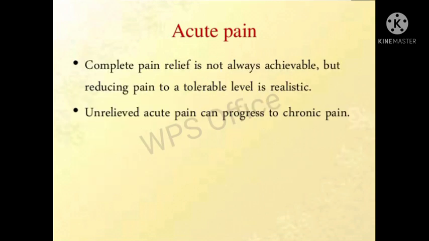Complete pain relief is not always achievable, but reducing the pain to a tolerable level is realistic. So it means that the patient might not have complete pain relief, but there can always be relief with the help of certain medication or certain therapies. Unrelieved acute pain can progress to chronic pain. So chronic pain will occur when the acute pain is unrelieved for a long period of time.